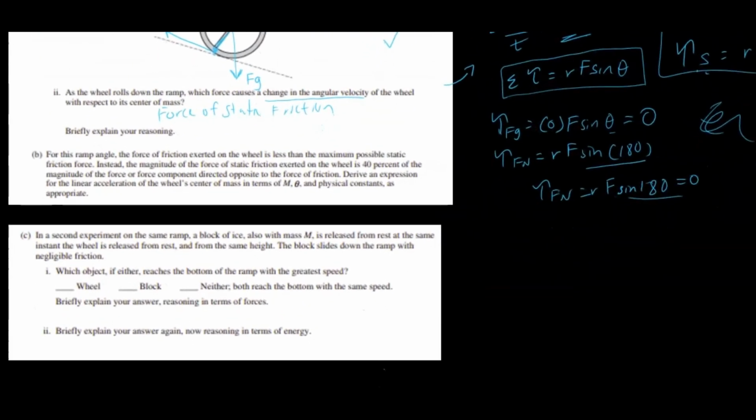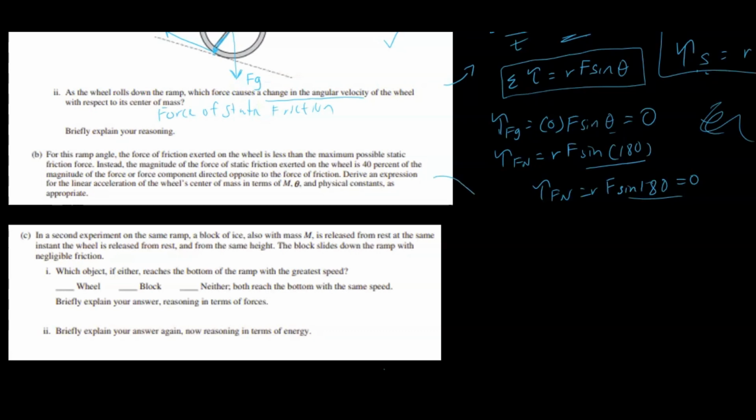All right, let's move on. So for part B, it asks, for this ramp angle, the force of friction exerted is less than the maximum possible static friction force. Instead, the magnitude of the force of static friction is 40% of the force in the opposite direction, and it wants us to derive an expression for the linear acceleration of the wheel's center of mass in terms of those variables.